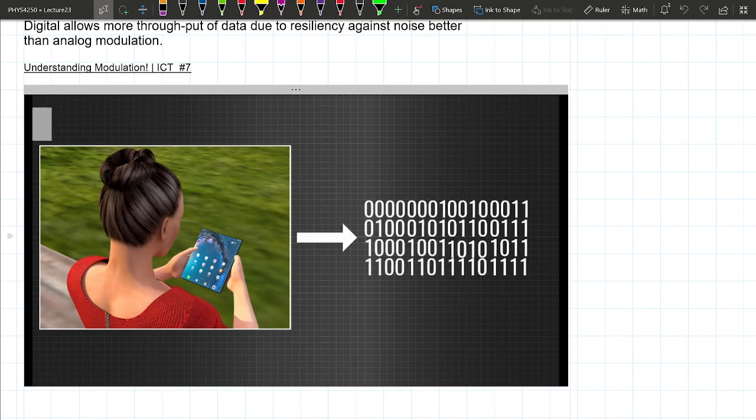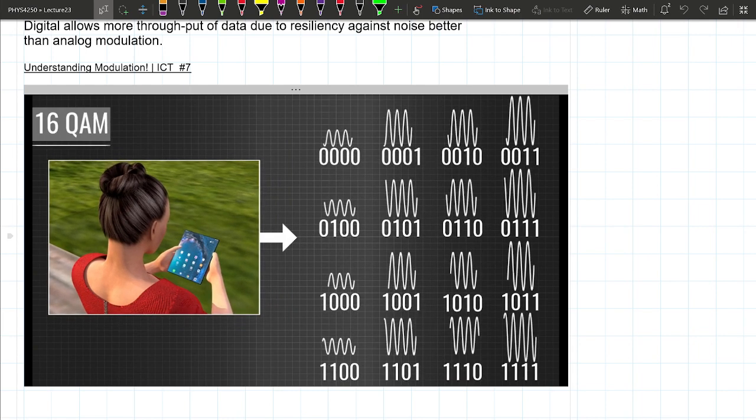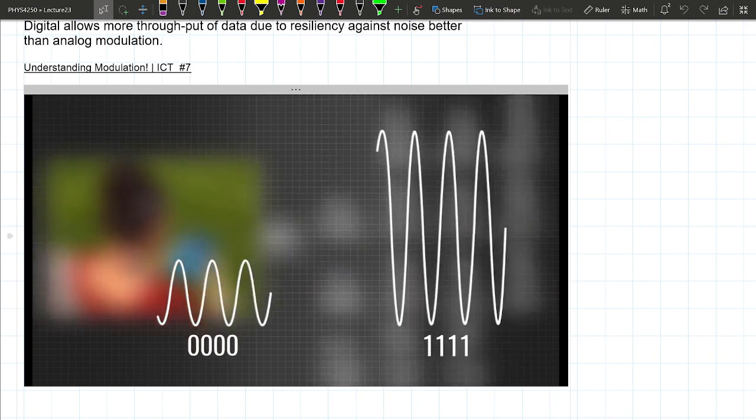In 16 QAM, we can pack 4 bits together and send it as a single electromagnetic wave. Based on the values of the 4 bits, this output will have different phase angles and amplitude. This means the phase angle and amplitude of the multiplexed signal can completely represent 4 bits of data.